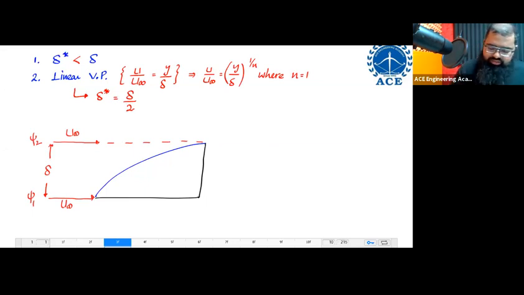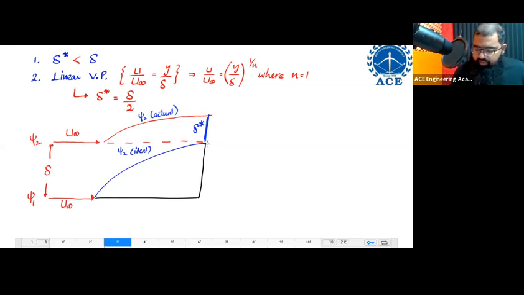But we know that psi 2 has to get displaced. Psi 2 is getting displaced. So this over here is psi 2 ideal, and this over here is psi 2 actual. The distance it is getting displaced by is a distance known as delta star. Now look over here. The velocity profile is linear. That means over here I'm going to have this velocity profile. This is u infinity. This is delta. So this is the velocity profile I'm having.